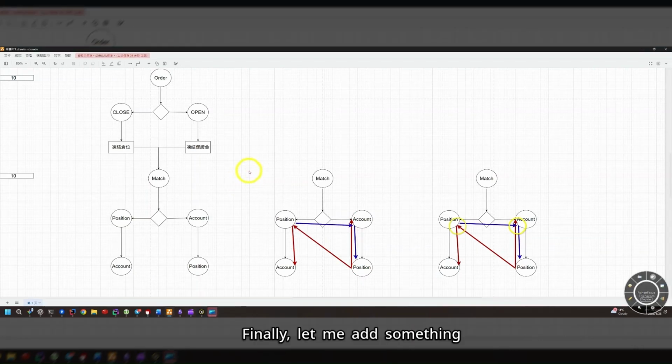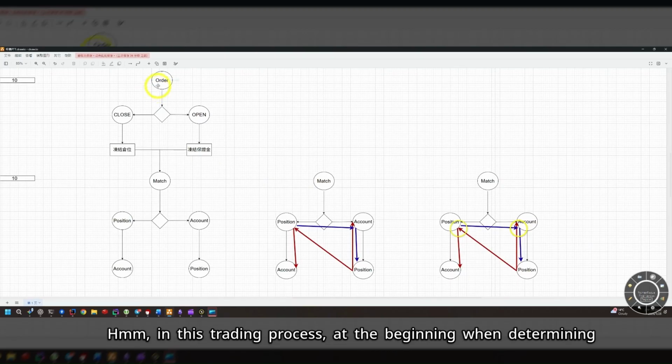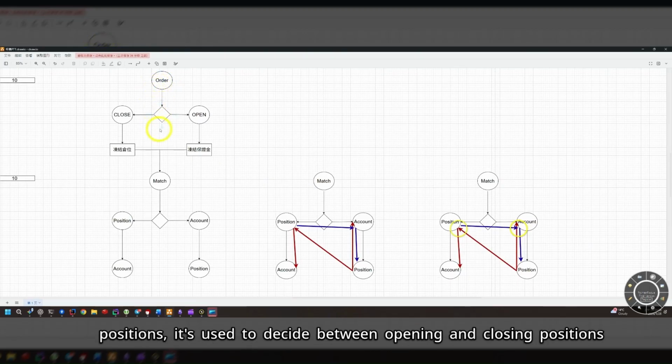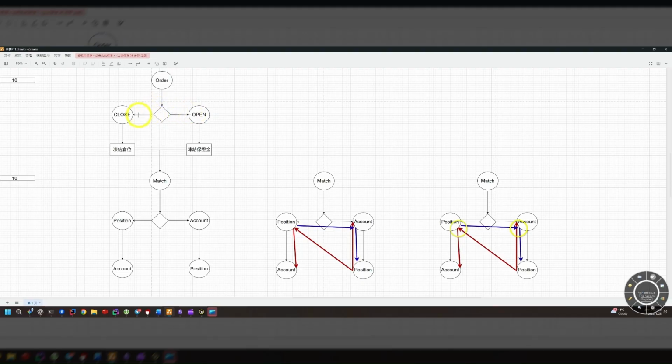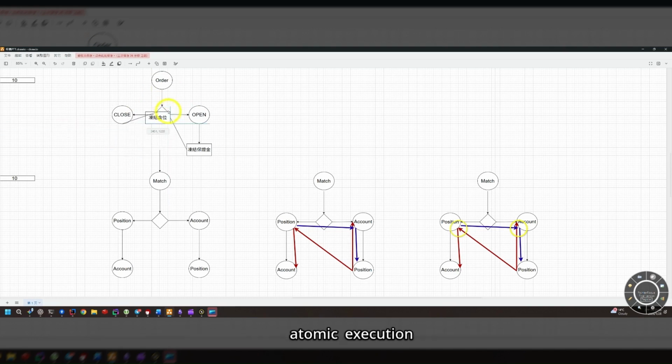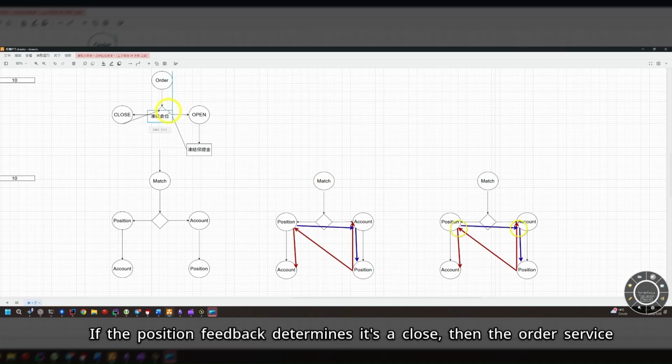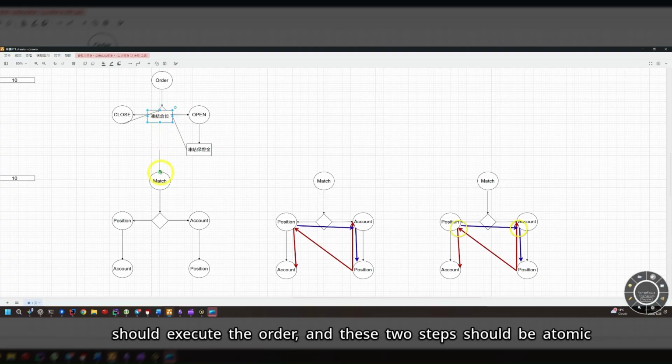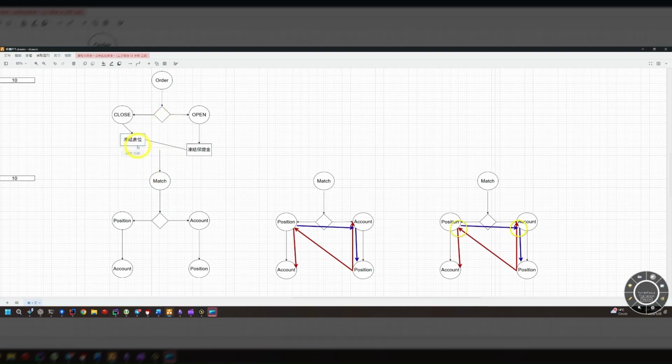Finally, let me add something. In this trading process, at the beginning, when determining positions, it's used to decide between opening and closing positions. The step of freezing positions should be merged into this step for atomic execution. If the position feedback determines it's a close, then the order service should execute the order, and these 2 steps should be atomic.